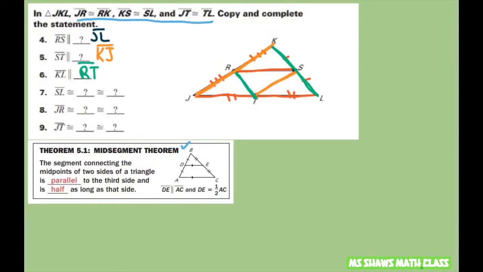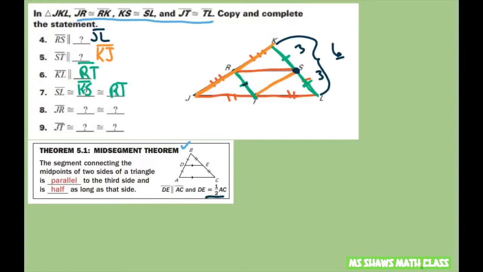Now SL is congruent to KS, and that was actually given. But it's also congruent to RT. And the reason it is this is the midpoint. So for example, if this whole line was 6, then each of these pieces would be 3. And according to our midsegment theorem, this line is half of the 6, which is 3. So they're all 3's here. So that's why that's true.